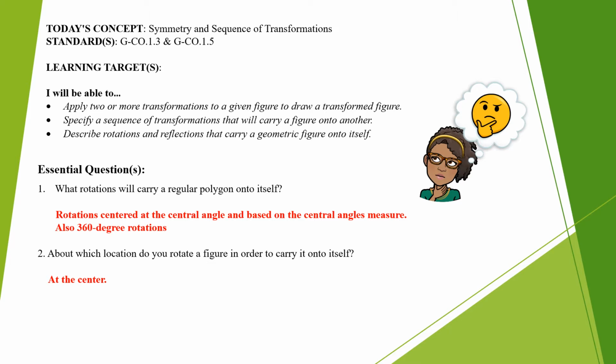We're going to specify a sequence of transformations that will carry a figure onto another, and we're also going to describe rotations and reflections that carry a geometric figure onto itself. Some questions we have to ask ourselves is, what rotations will carry a regular polygon onto itself? Any rotation that's centered at the center and based on the central angle's measures carries figures onto itself. Also, 360-degree rotations carry figures back onto itself.